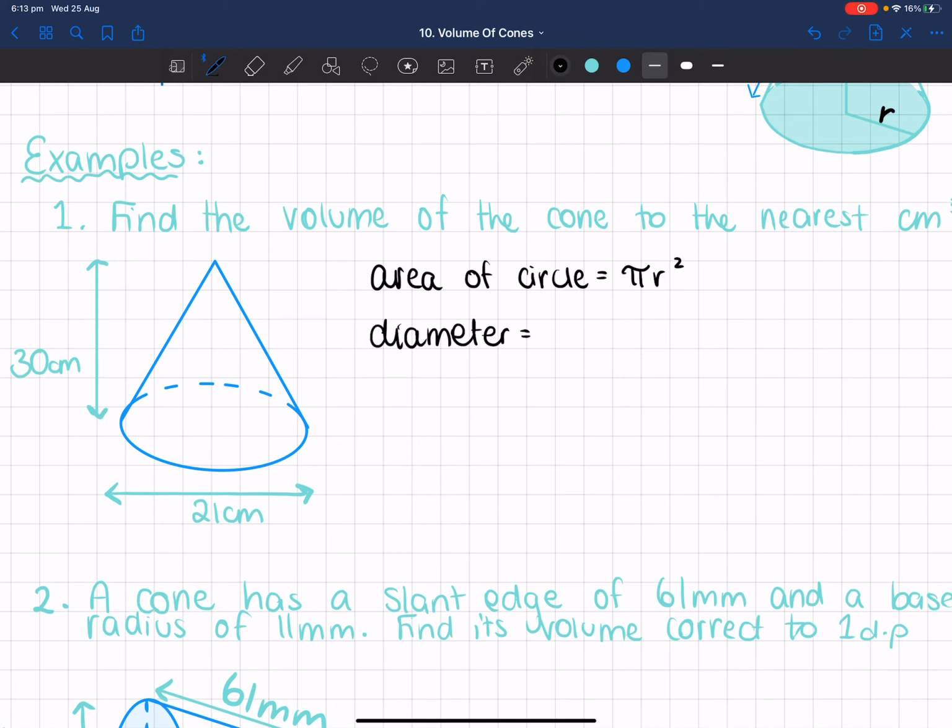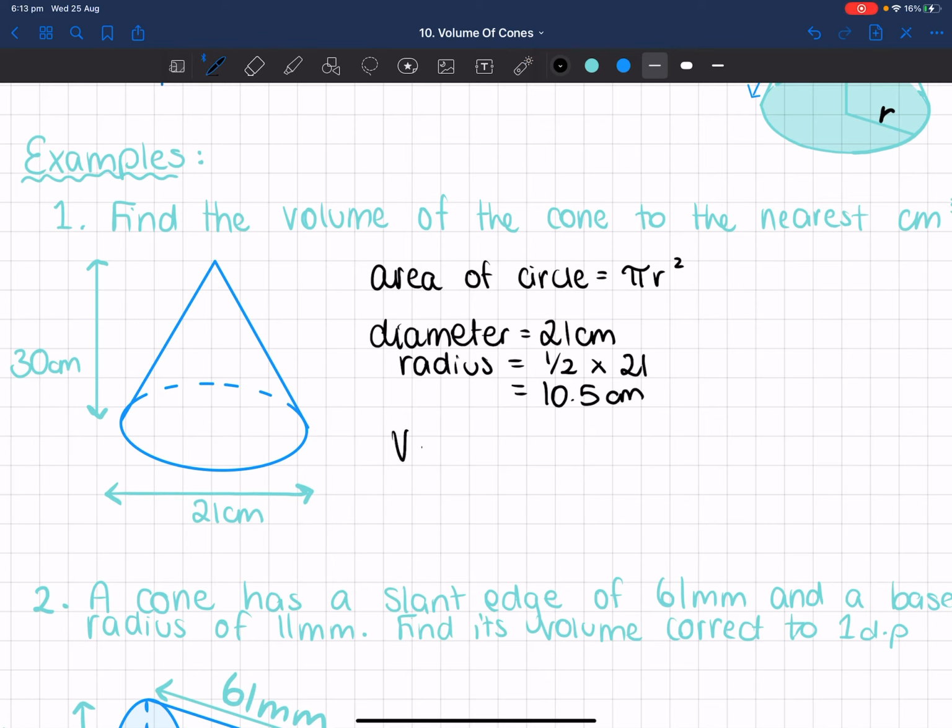Our diameter, as you can see, remember, goes from each side. That's 21 centimeters. So for our radius, r, that's half of the diameter. Half of 21 is 10.5 centimeters. So that's what we're going to use for our r value in our area of a circle.